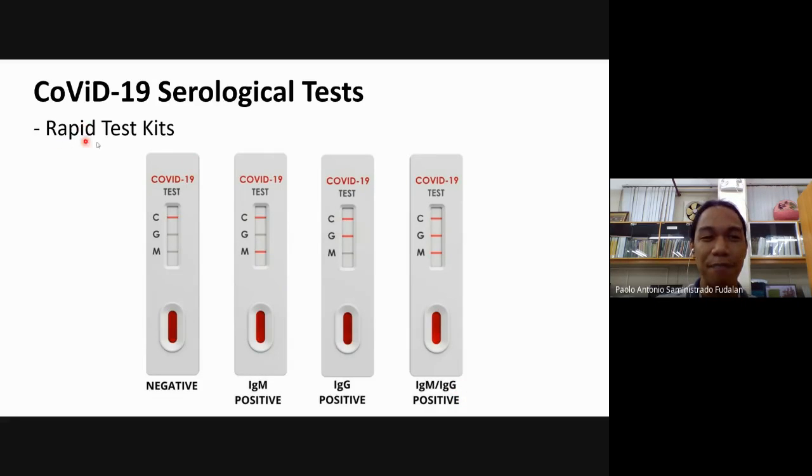So this is a rapid test because it can be done in a matter of minutes. You will see the result. So why am I showing this to you? Because the principle of this is similar to ELISA, a test for the presence of antibodies. So that's the rapid test kit.